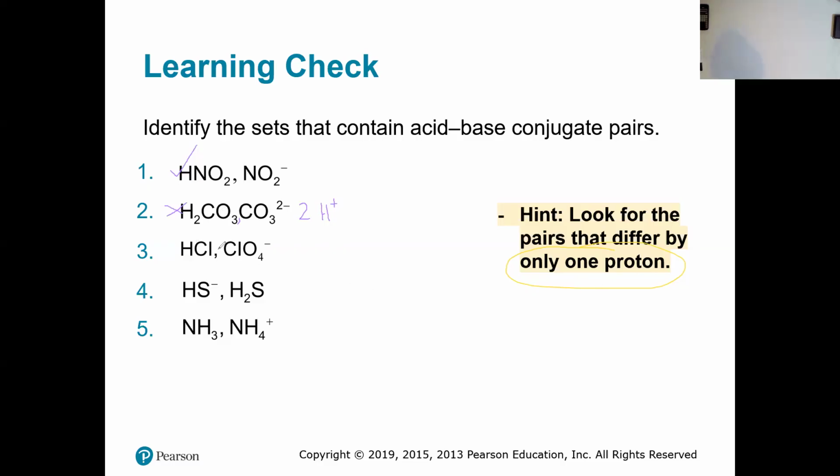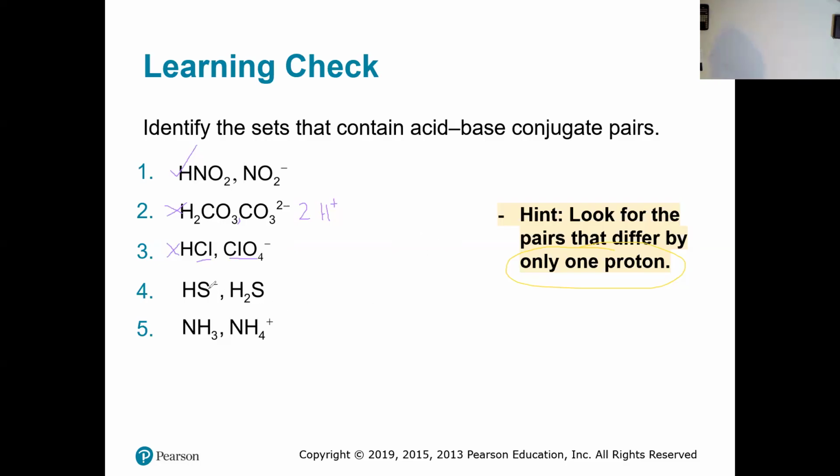When we have HCl and then ClO4 minus, these are two completely different anions. Cl minus and ClO4 minus are two totally different things. So that's not going to be a conjugate acid-base pair.